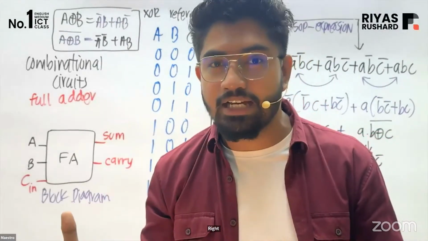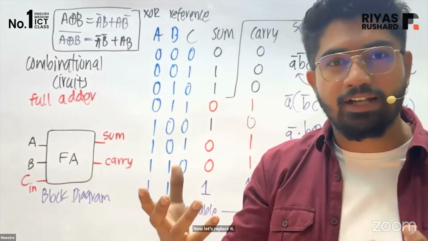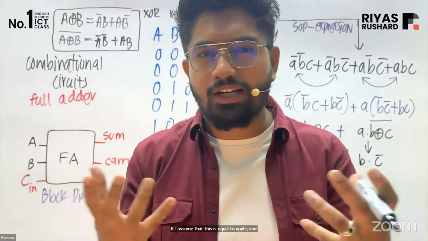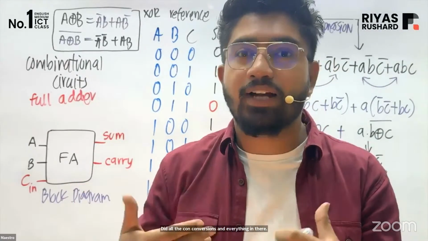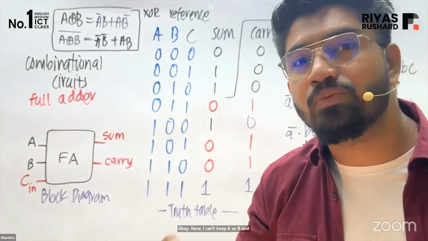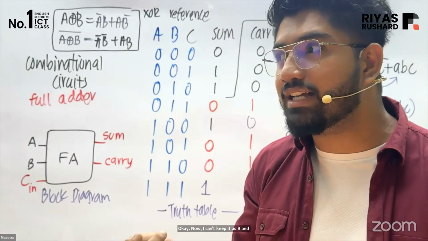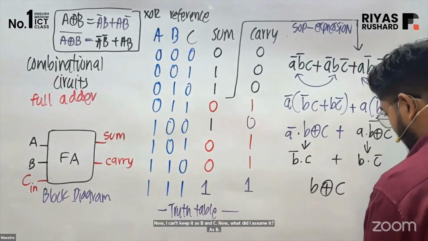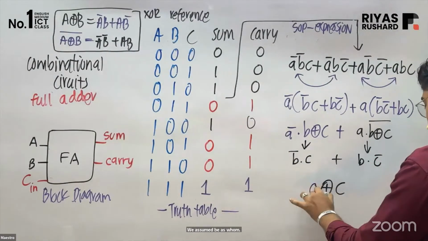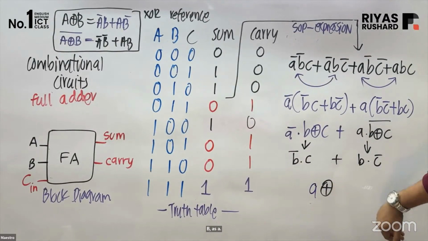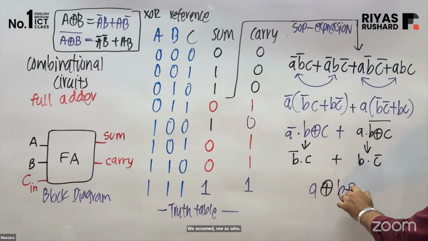Now let's replace it. If I assume that this is equal to apple and this is equal to orange, after all the conversions we had to revert it back, no? Now I can't keep it as B and C. What did I assume as B? We assumed B as A. What did we assume C as? BXOC. Did you all get it?